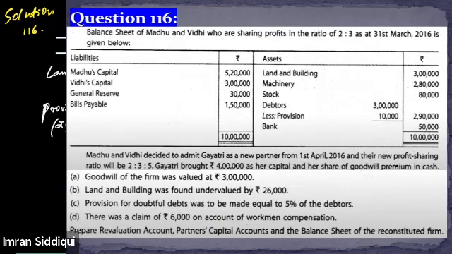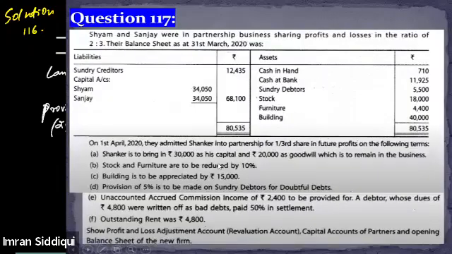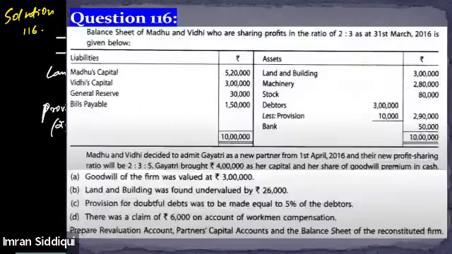Okay, I'm sorry, both of you. There is some mistake in the question. Earlier, the information regarding the new partner was not given in the question. I made a mistake. See, now this is the complete question. The complete question says that the old ratio of the partners are given, Madhu and Vidhi, and they are admitting a new partner. Everybody is able to see that? Both of you are able to see that?